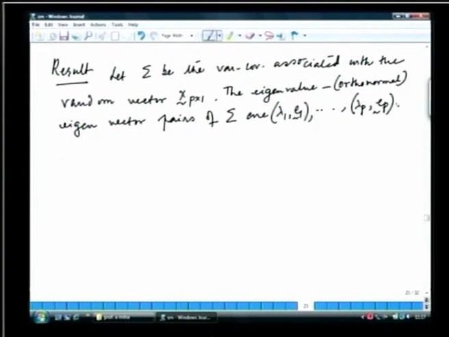Let us say I have λ1 ≥ λ2 ≥ ... ≥ λp. This is how I have arranged the eigenvalues and the corresponding orthonormal eigenvectors. These are in decreasing order, and each of them is greater than or equal to 0, which means positive semi-definiteness, strictly speaking, but in most situations we will have a positive definite matrix.